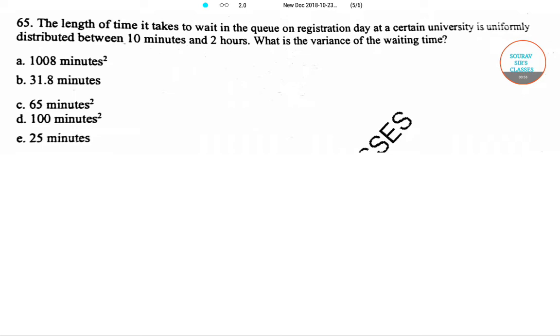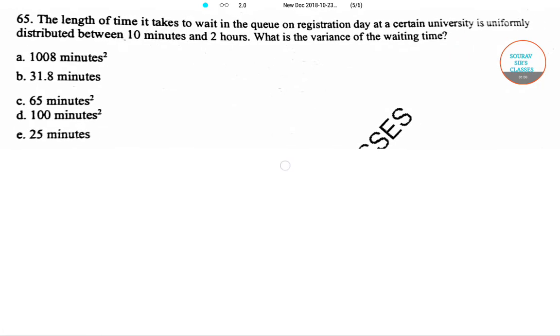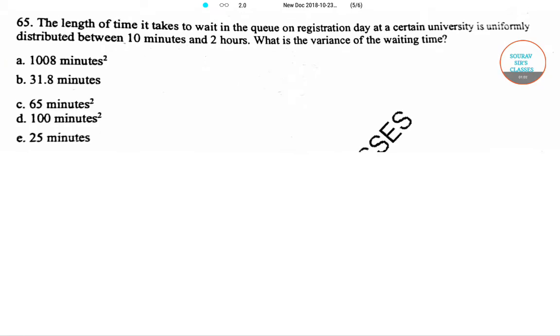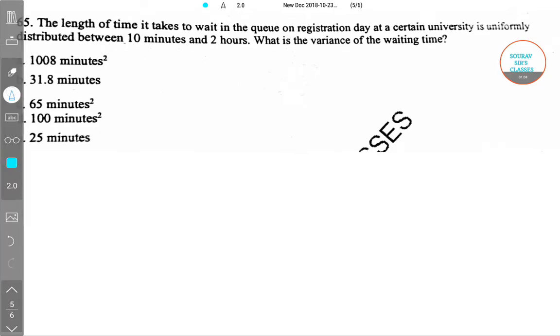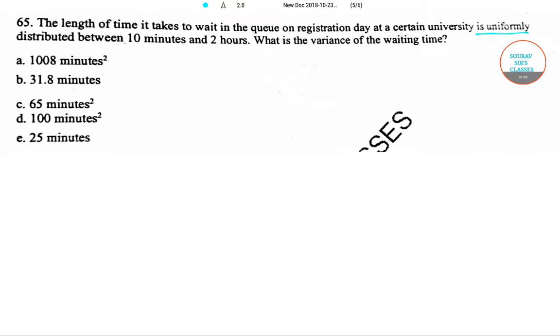Moving on to the next question. The length of time it takes to wait in the queue on registration day at a certain university is uniformly distributed between 10 minutes and 2 hours. So 10 minutes and this 2 hours can be written as 2 into 60 is equal to 120 minutes. What is the variance of the waiting time?